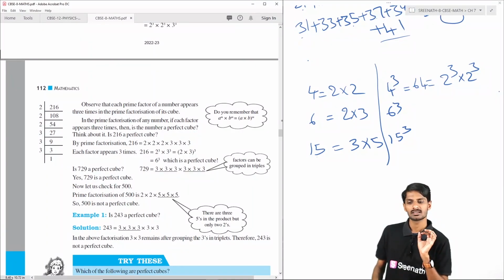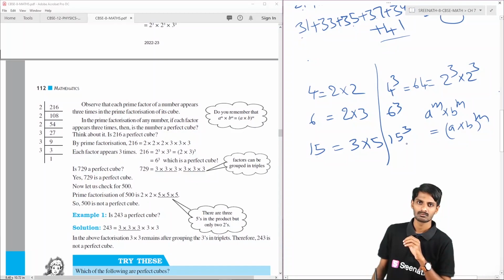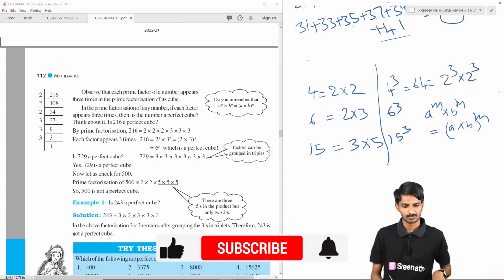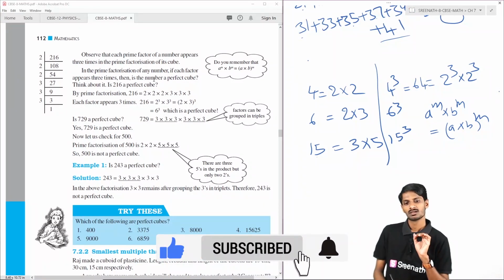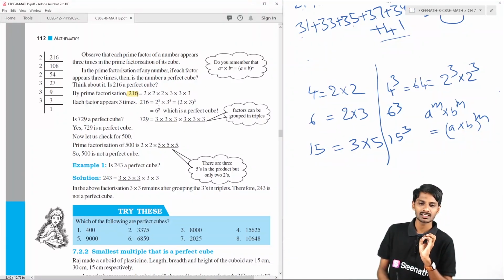Have you remembered this? a power m into b power m is equal to a into b whole power m. This is what is happening here, students. So if you do the prime factorization for 6, it gives 2 cube into 3 cube, that is 2 into 3 whole cube, and 2 into 3 is 6, so we can write it as 6 cube.